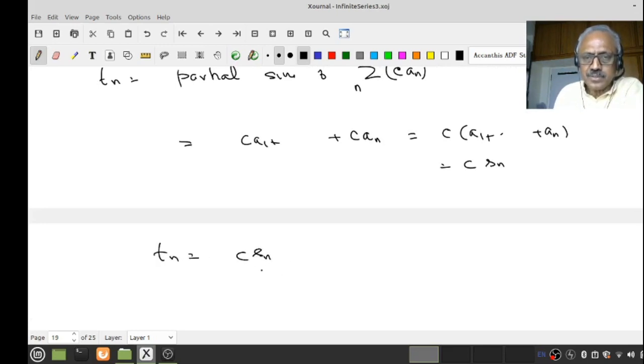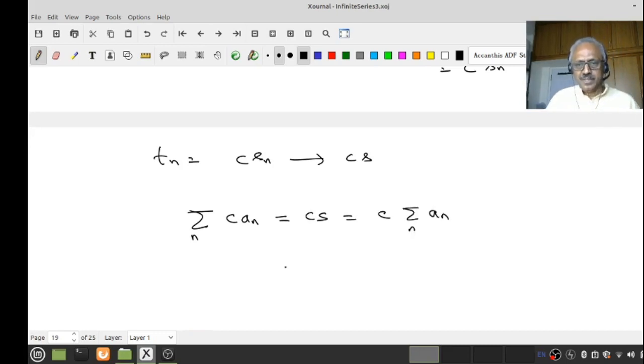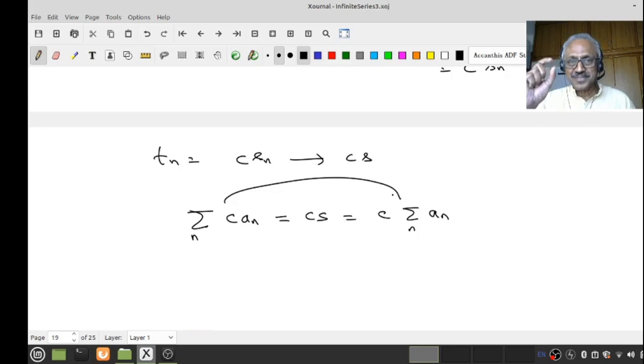Now where does it converge? Again by the algebra of convergent sequences, this converges to c times S. Therefore Tn converges, it converges to c S. Therefore what does it mean? This series summation c an converges, and its sum is c times summation an. In some sense, notice that this equality shows a distributive law for infinite sums, but I want the infinite series, the sum, to be convergent.